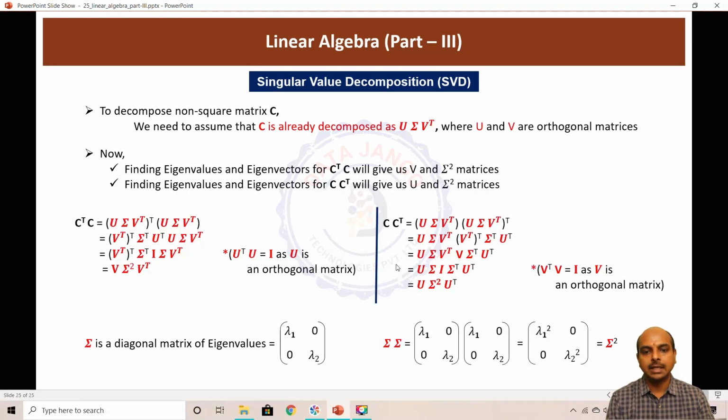So V is going to be of size N by N and U is going to be of size M by M, because if you multiply C with C transpose, C is M by N and C transpose is N by M. When you multiply these two matrices, you get M by M, number of rows by number of rows. That's a square matrix. You can calculate eigenvalues and eigenvectors. So when you decompose C C transpose, you get U sigma square U transpose.